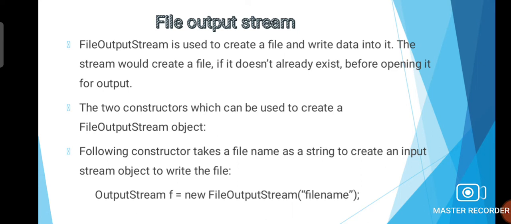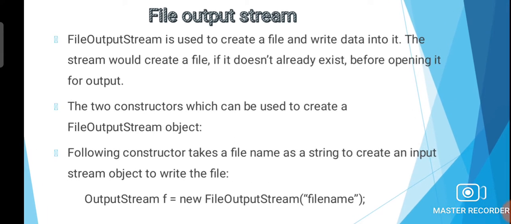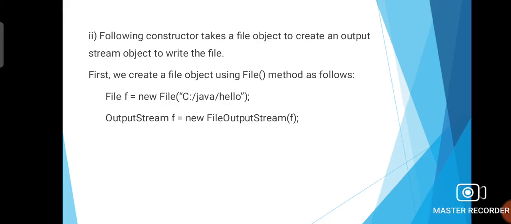Here also, under the FileOutputStream, we have two constructors. The constructors can be used to create a FileOutputStream object. The first constructor is OutputStream f = new FileOutputStream("filename"). This constructor takes the file name as a string to create the FileOutputStream object. Here f is the FileOutputStream object. With the help of this object we can perform the write operation on the particular file.